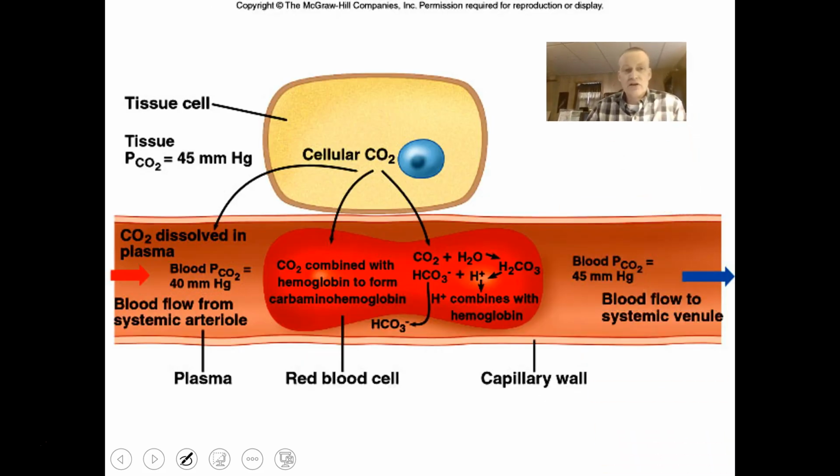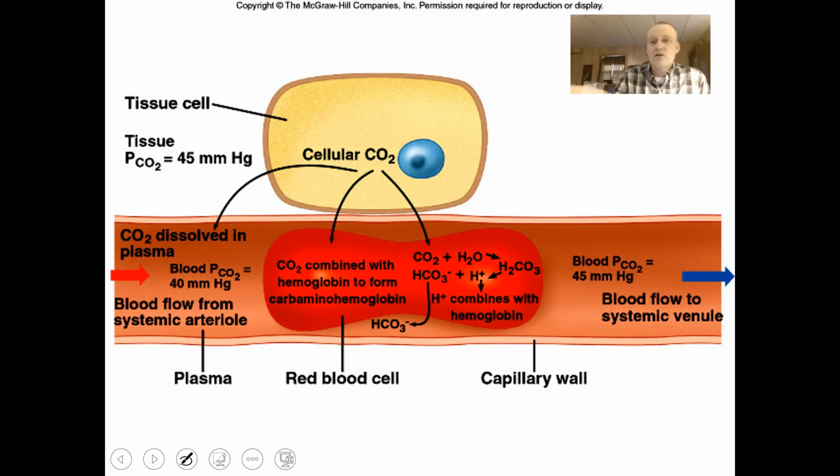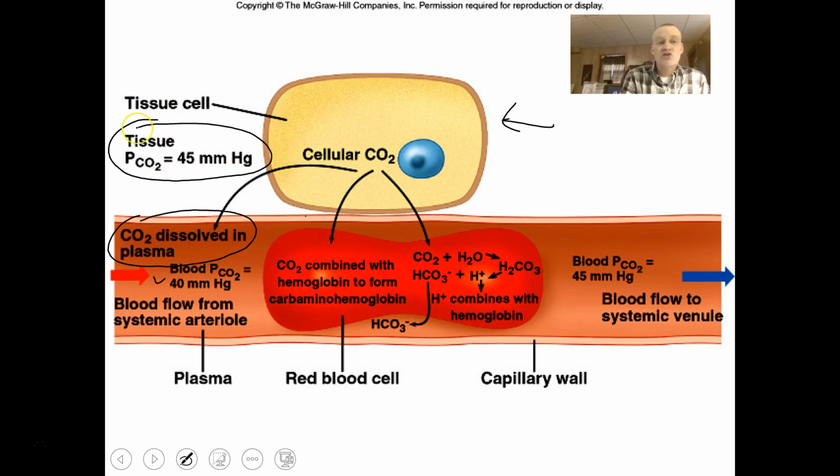Okay, so let's take a look at a few pictures of these processes. Here you can see that carbon dioxide is dissolved in the plasma of the blood, and if we look at the partial pressure of carbon dioxide, it's going to be about 40 millimeters of mercury in this particular graphic. If this is a capillary and these are the tissues of the body, you can see that the tissue partial pressure of carbon dioxide is 45 millimeters of mercury. So you can see this is greater than this figure down here.